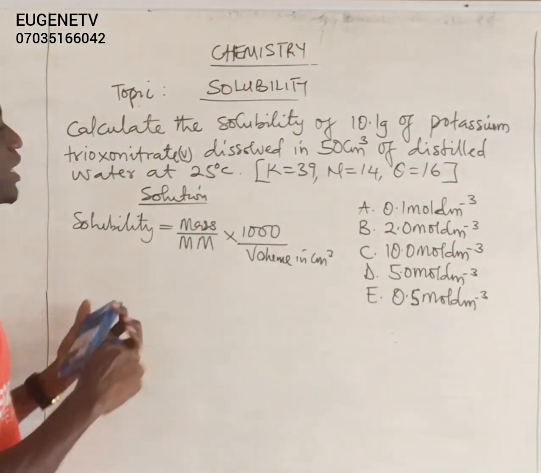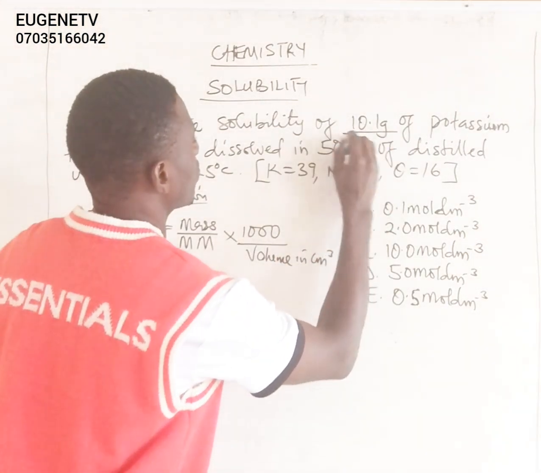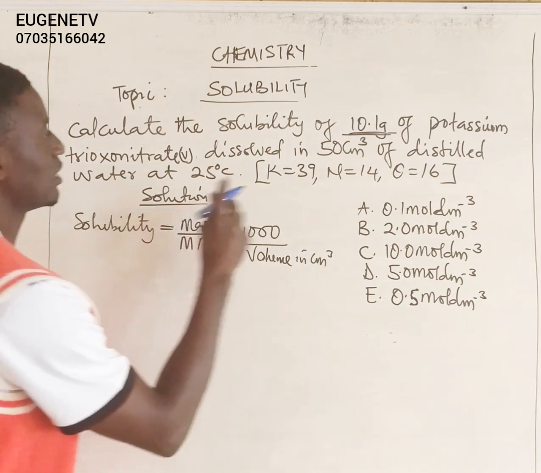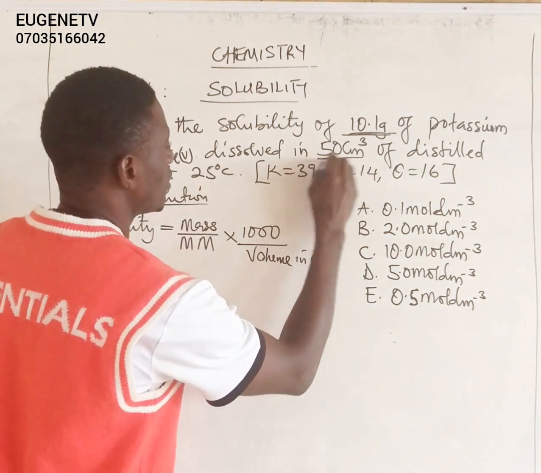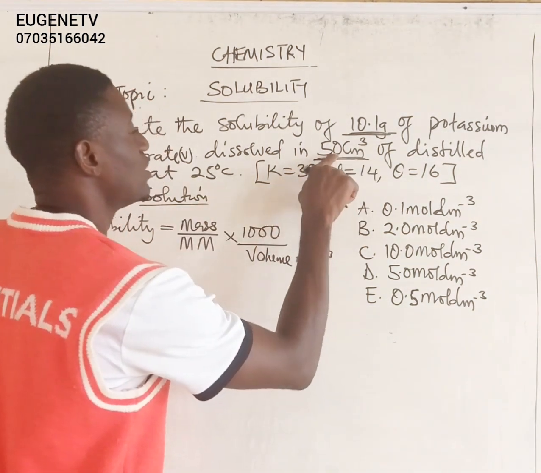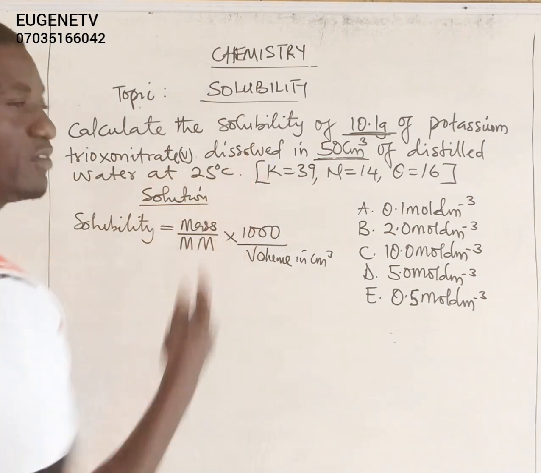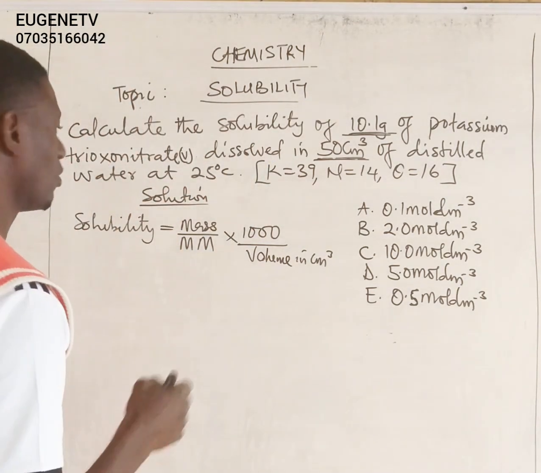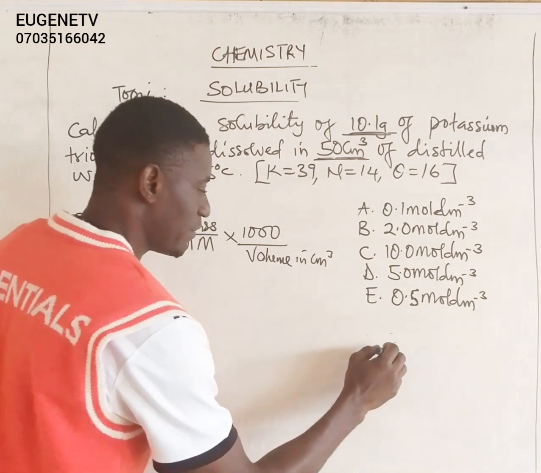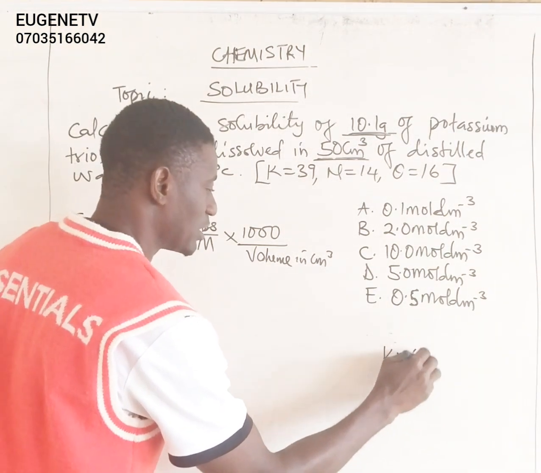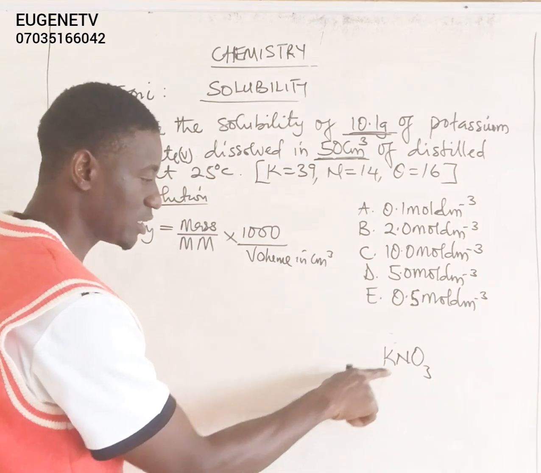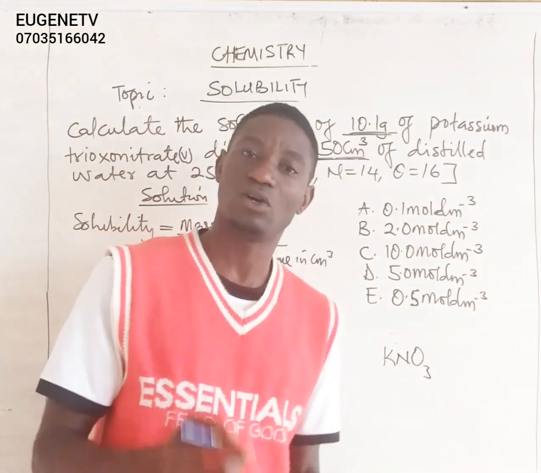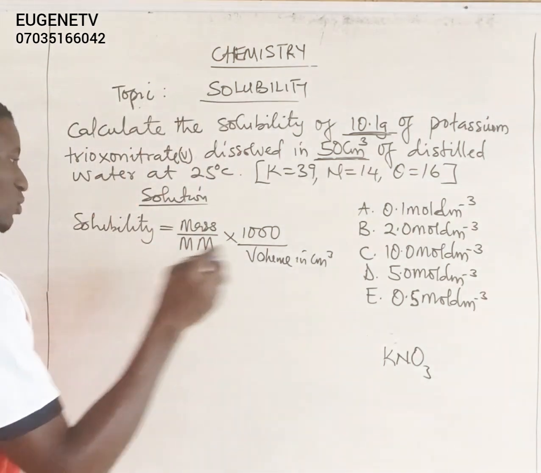In our equation, we were given mass. The mass of the salt is 10.1 gram. Look at it very well, 10.1 gram. So that is the mass. Then also, we are given the volume of the solution to be 50 cm³. But we were not given the molar mass of that salt. Now, the formula for potassium trioxonitrate(V) is KNO3. So first of all, we have to find the molar mass of potassium trioxonitrate(V).